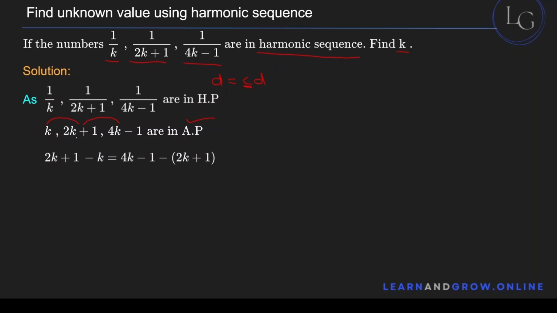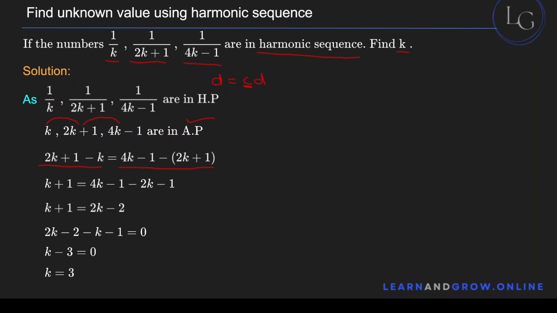So 2k plus 1 minus k, that is equal to 4k minus 1 minus 2k plus 1. And by using this, you can find out the value for k. It's as simple as that. Once you solve this, you see that the value of k is 3, and that is all you need to do in this question. That's it.